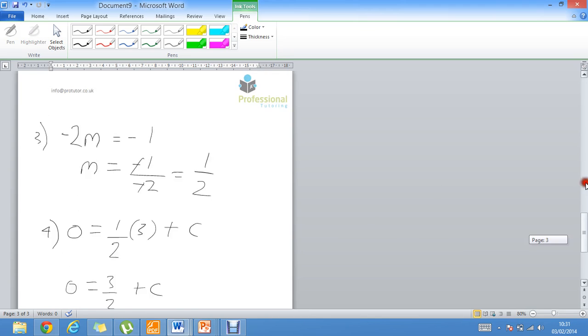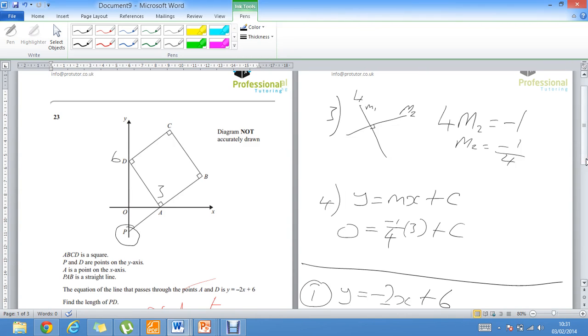So if I go back to my line, this point here where it cuts the y-axis is minus 1.5. And if that's 6 and that's 1.5, I add the two together. And then my final answer is 7.5.